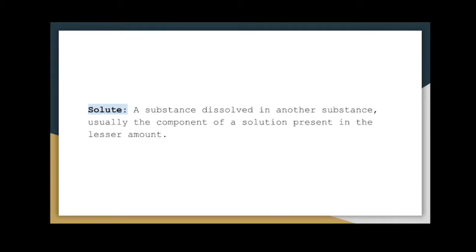Solute. A substance dissolved in another substance, usually the component of a solution present in a lesser amount. Reporting live from the kitchen, and today I'm going to show you how water is a universal solvent. Grace?